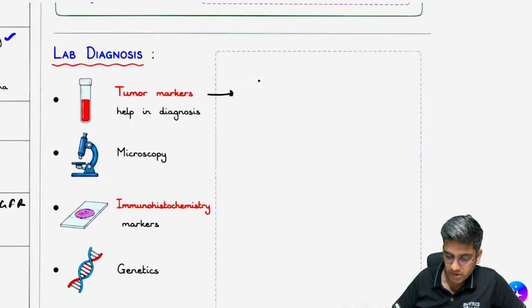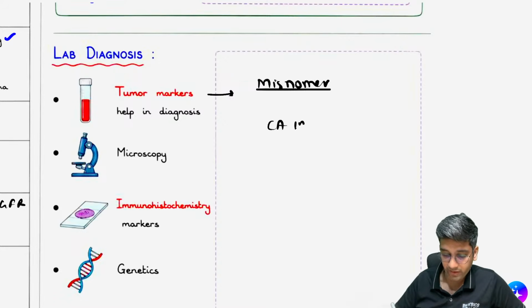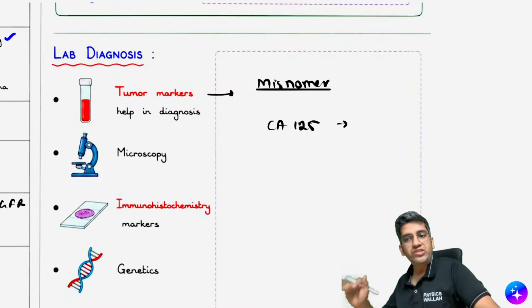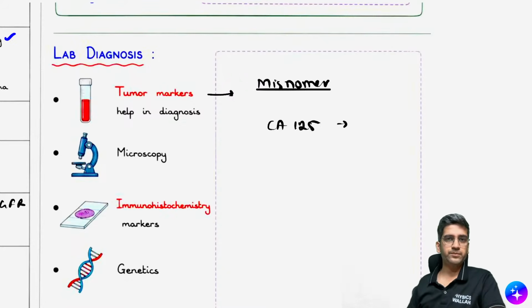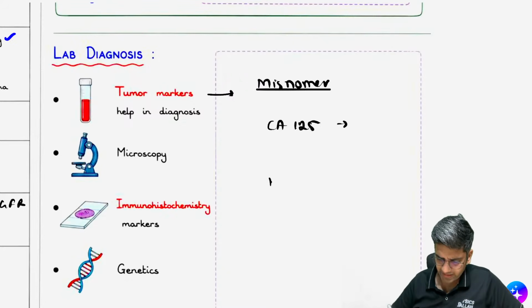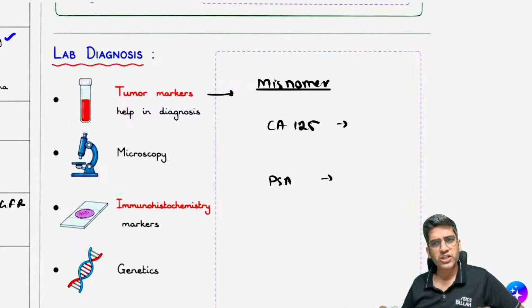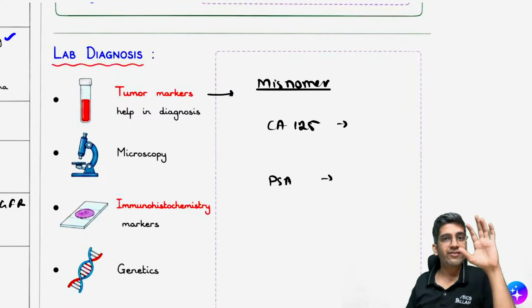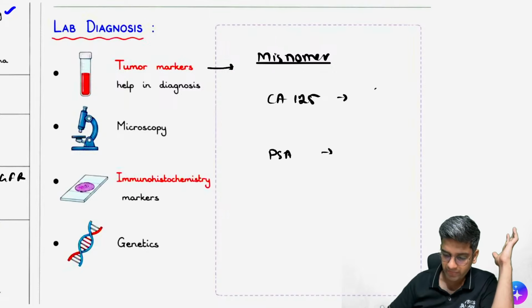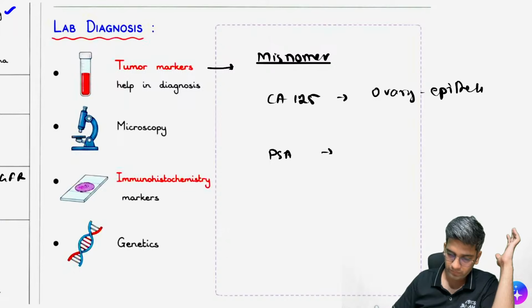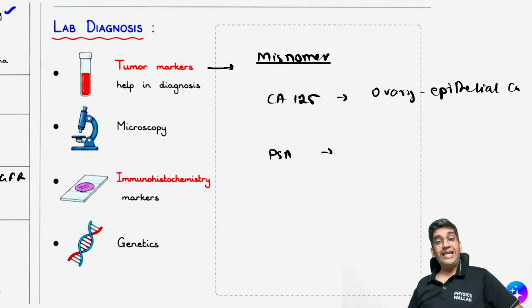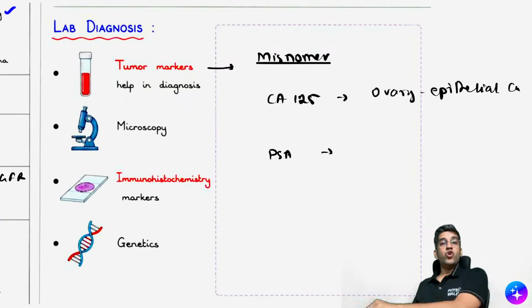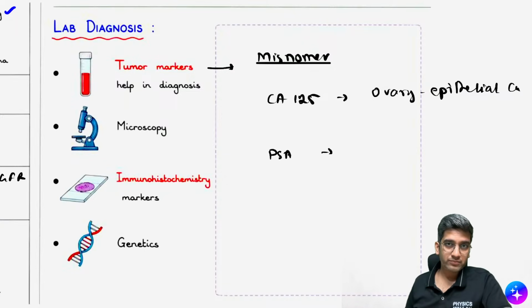Why are tumor markers a misnomer? The reason is simple. There's a tumor marker called CA125, right? Can anyone tell me in which condition you will see elevated CA125? Or let's go with the easier one, PSA. Prostate specific antigen is elevated in prostatic cancer, no doubt. CA125 is elevated in ovarian epithelial tumors, no doubt. At the same time, when there's ovarian endometriosis, CA125 will be elevated.